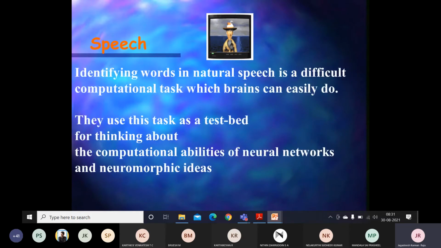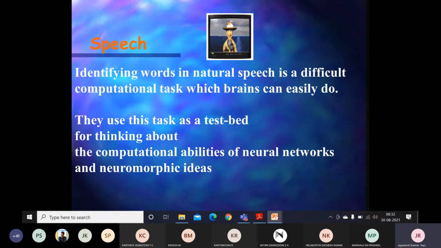Identification of words in natural speech is a difficult computational task which brains can easily do. So if you are listening to a complex conversation, or attending a particular seminar for more than an hour, identifying the key points is very difficult for a normal person, but the brain can easily understand those things. So they use this task as a test bed.